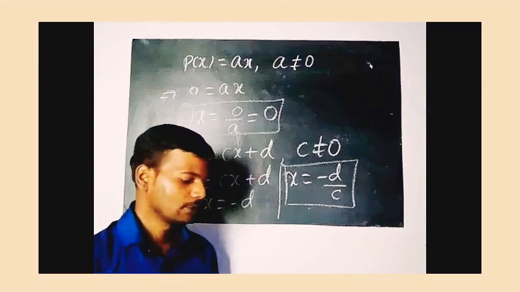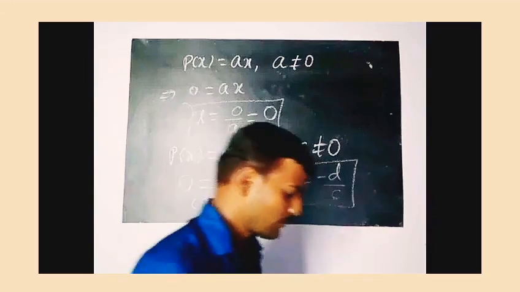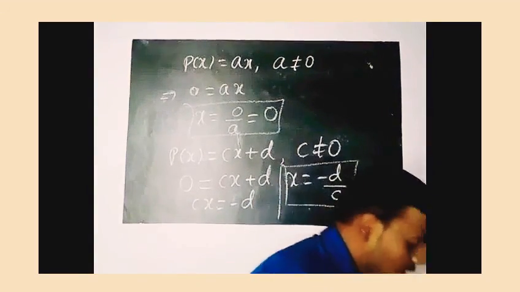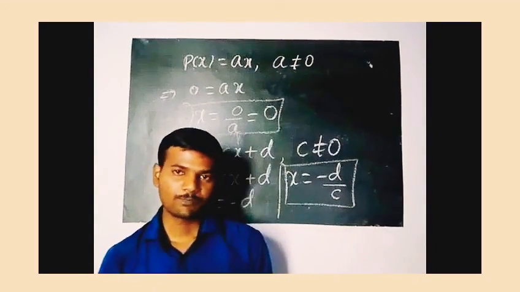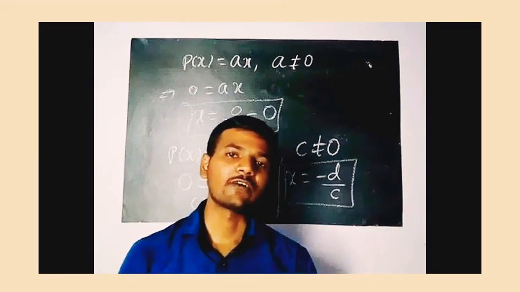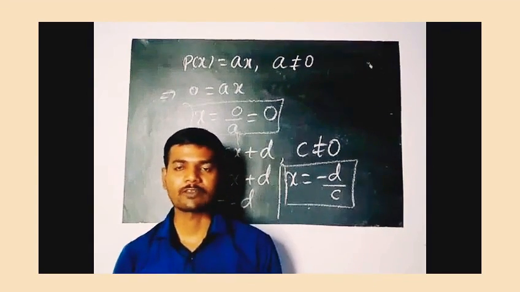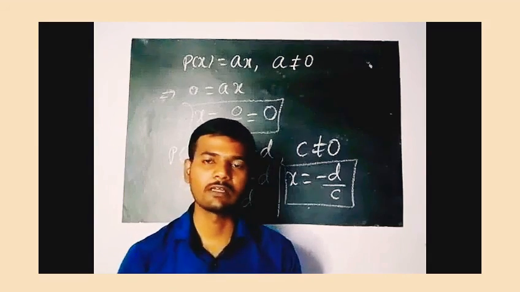In this way we are finding the zeros of the polynomial and verifying the zeros of the polynomial for the given polynomials and for the given variables.